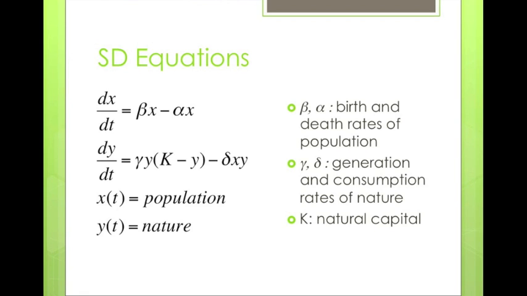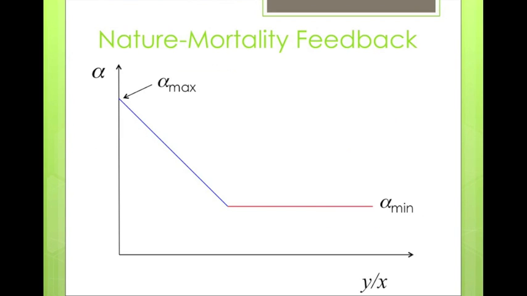I don't want to get too hung up on the math, but I just want to show you what the equations look like. Let me tell you a little bit more about how this model is formulated, and this is the link between nature and population mortality. The alpha, which is the death rate of the population, is essentially driven by the ratio of nature availability per capita. This basically means that if this ratio is large, so if you're on this side of the graph, you have plenty of nature per person, and then the death rate is a minimum. It's essentially a natural birth rate, but nature has very little impact on the death rate.